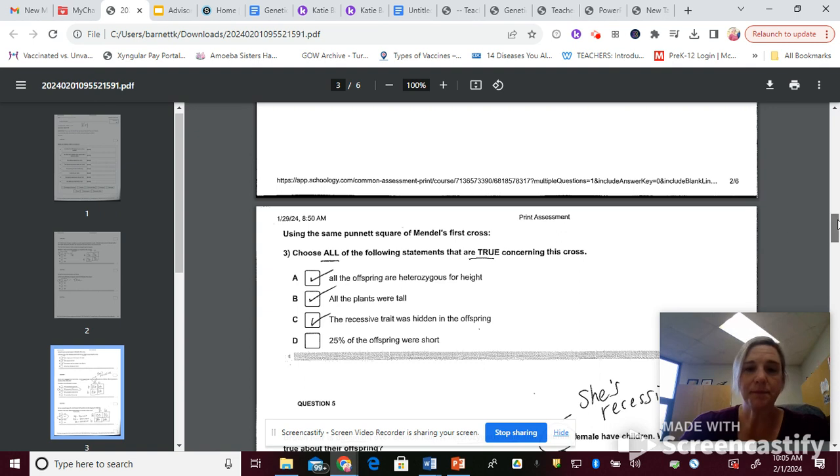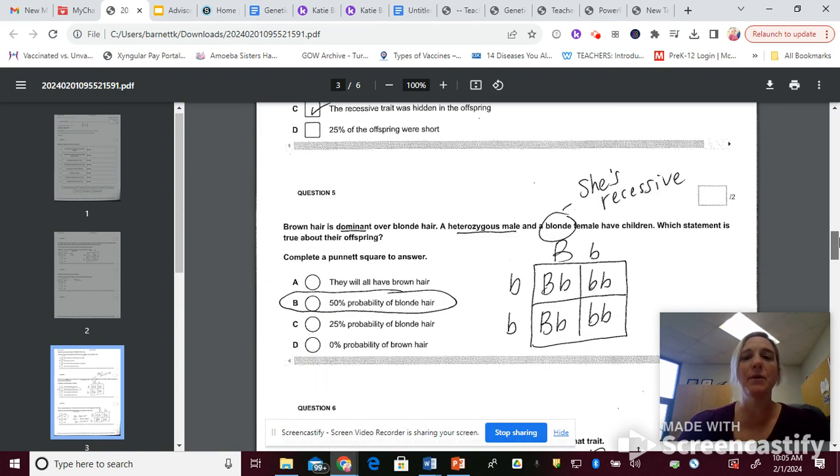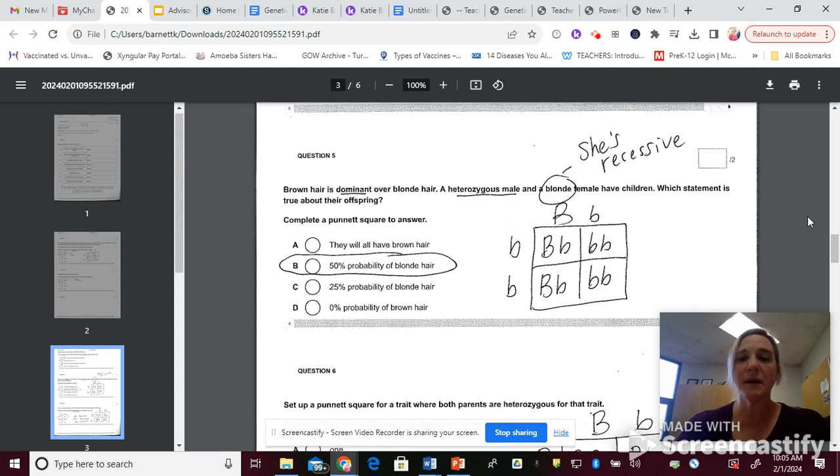No. Question 5, some people were confused about the setup. You had to do a little bit of problem solving, a little bit of digging to get the genotype of the parents. Brown hair is dominant over blonde. So this tells you blonde is recessive, so you should be thinking little b, for the female. A heterozygous male, big B, little b. So he has brown hair, but he's a heterozygous genotype.